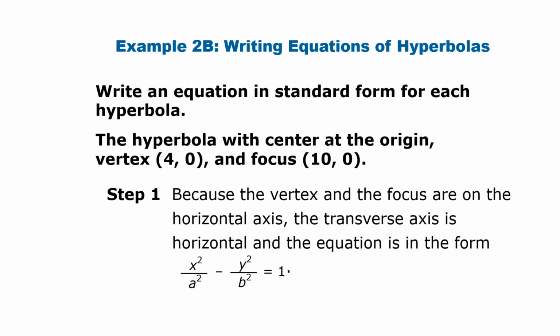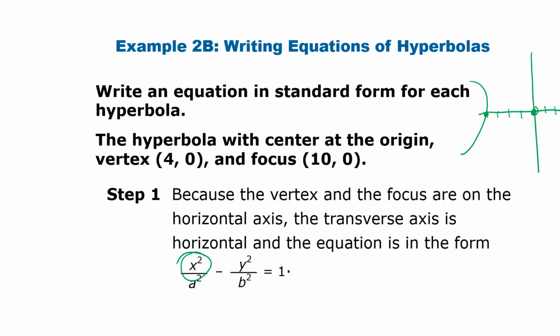It says the hyperbola has its center at the origin, and the vertex is at 4, 0. 1, 2, 3, 4. And I would have another vertex at 1, 2, 3, 4 this way. And a focus at 10, 0, so my focus is going to be way out here. What that tells me is that my graph is going to look like this. So that tells me it's going to be in the x squared form.